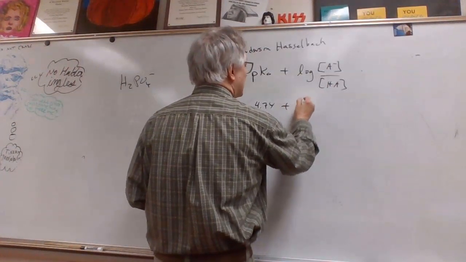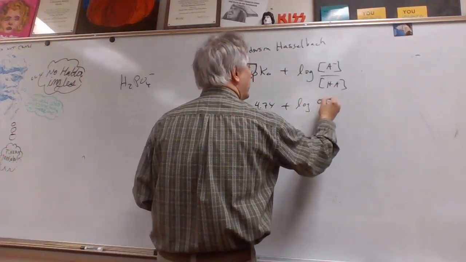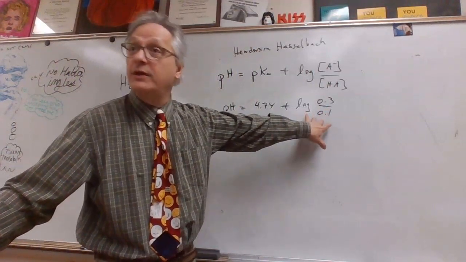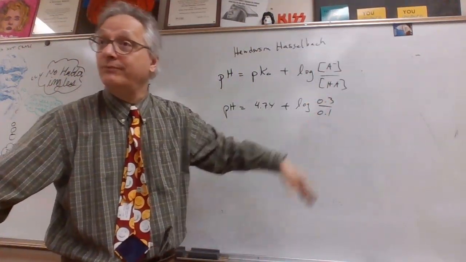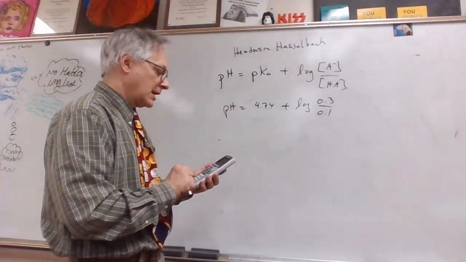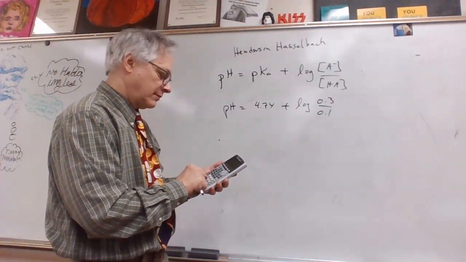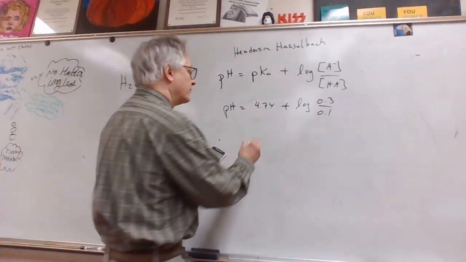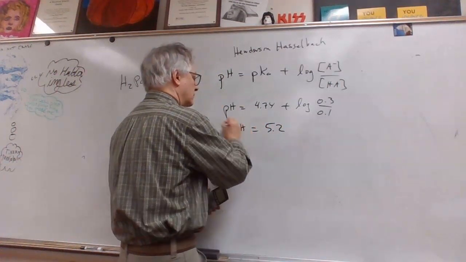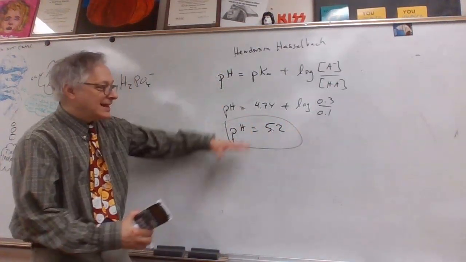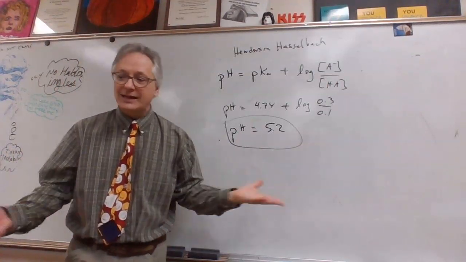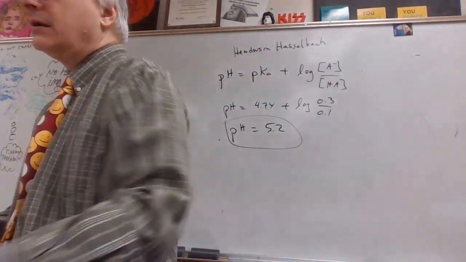And that's going to be plus the log of 0.3 over 0.1. So this number is going to be greater than 1, since this fraction is greater than 1. Matter of fact, it's going to be 3. So we're going to take the log of 3, and we're going to add it to 4.74. And we get a buffer of 5.2 pH. And it should maintain that pH right around 5.2 if you add some strong acid or some strong base to it. So that's our acid-base chapter, and we're all done.